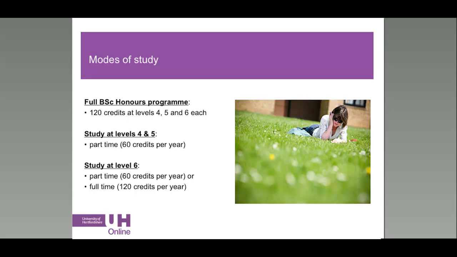Thank you. So the different modes of study. Essentially, just to summarize what has been presented so far, the whole program is the equivalent of 360 credits. So 120 credits are level 4, 120 credits are level 5, and 120 credits are level 6. At the current moment in time, you can study levels 4 and 5 on a part-time mode only, which means 60 credits per year. At level 6, you have the choice to study part-time or full-time.